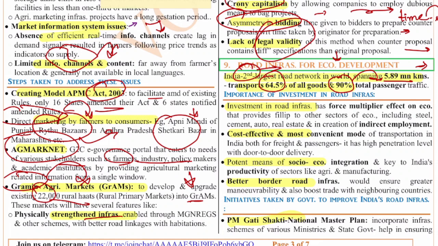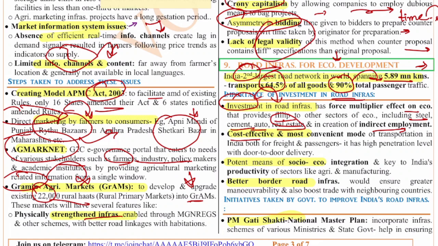So the first is importance of investment in road infrastructure. The money invested in road infrastructure will have a multiplier effect on other economic activities. It will provide a fillip to other sectors of the economy, including steel, cement, auto, real estate, and the creation of indirect employment. Because for the building of roads, all these things are useful, and this will have a multiplier effect. That is the first thing.